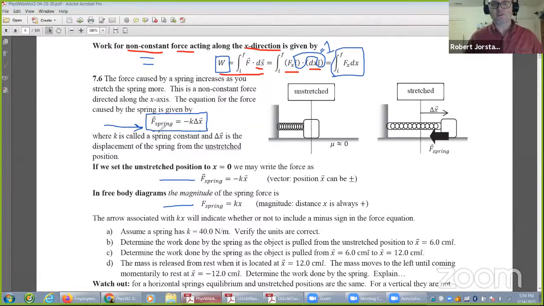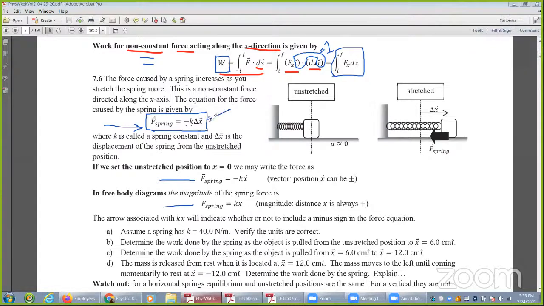This is the force due to a spring. It's negative K. K is just a constant. It relates to the stiffness of the spring. A slinky is a spring, but it's just a very weak spring. It has a small K. The shocks on your car have a spring in them. That's much stiffer than a slinky, and that has a large value of K. So K is just a number that talks about how stiff the spring is or how stretchy it is, whichever way you want to think about it.